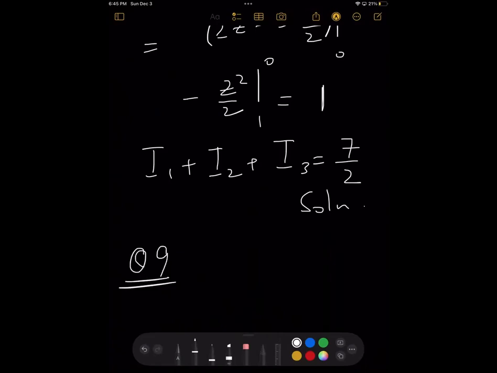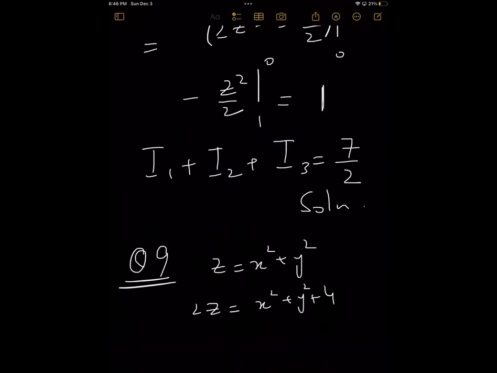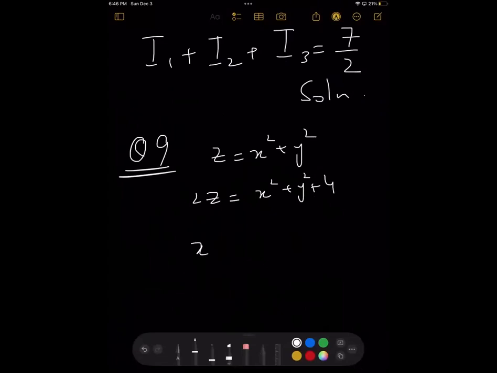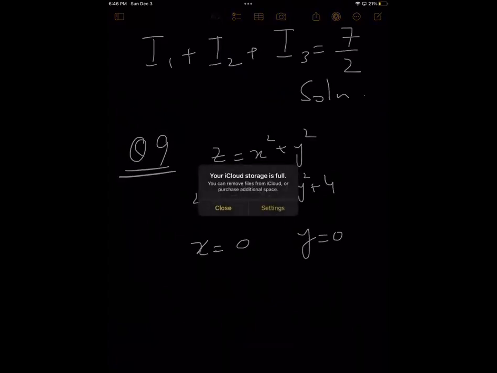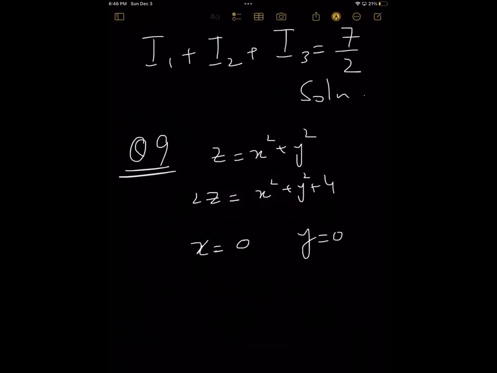In the question number 9, we have: find the volume of the solid that is bounded by the graphs of the given equations. So we have z is equals to x squared plus y squared. 2z is equals to x squared plus y squared plus 4. And we have x is equals to 0 and y is equals to 0. So these are the boundaries we have, and there's a solid which is bounded by these graphs of the given equations.